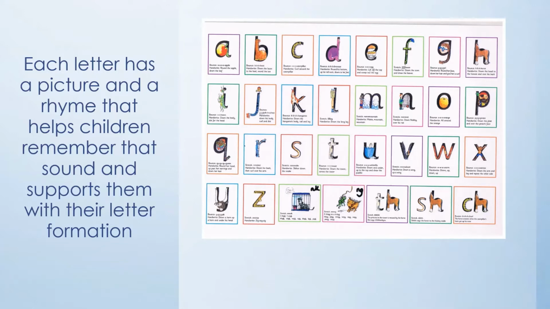So here we can see we've got the a, and it has an apple as its picture. It helps children remember that apple has the sound in it. And it also has the rhyme around the apple and down the leaf. When we teach the children to write the letter, we say that rhyme. So the children get used to forming that letter correctly.